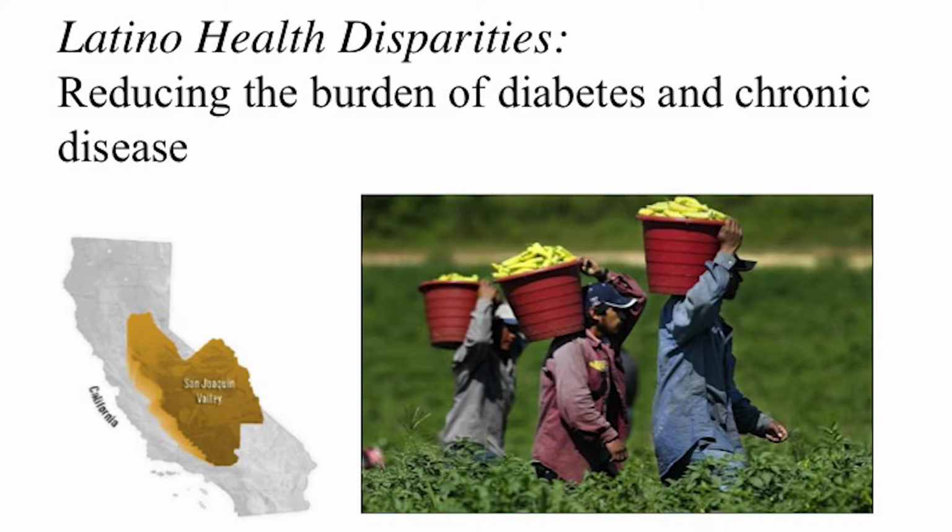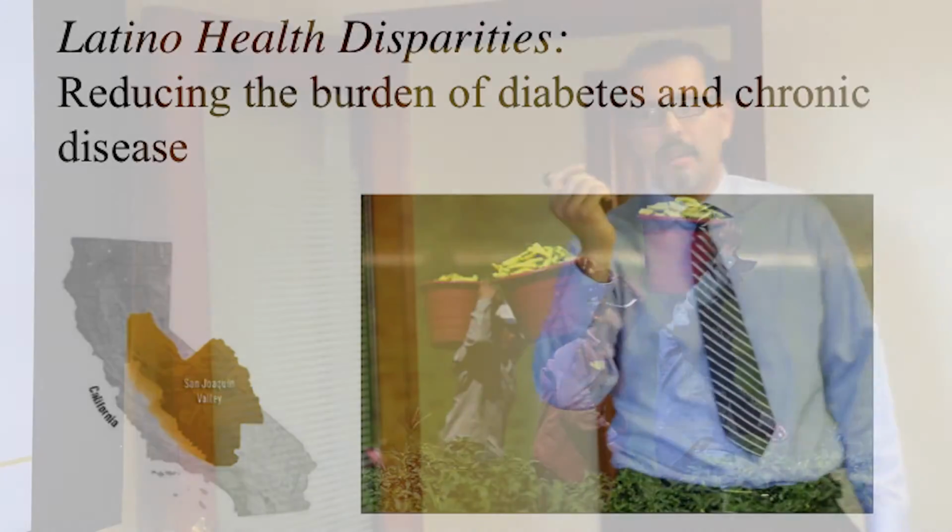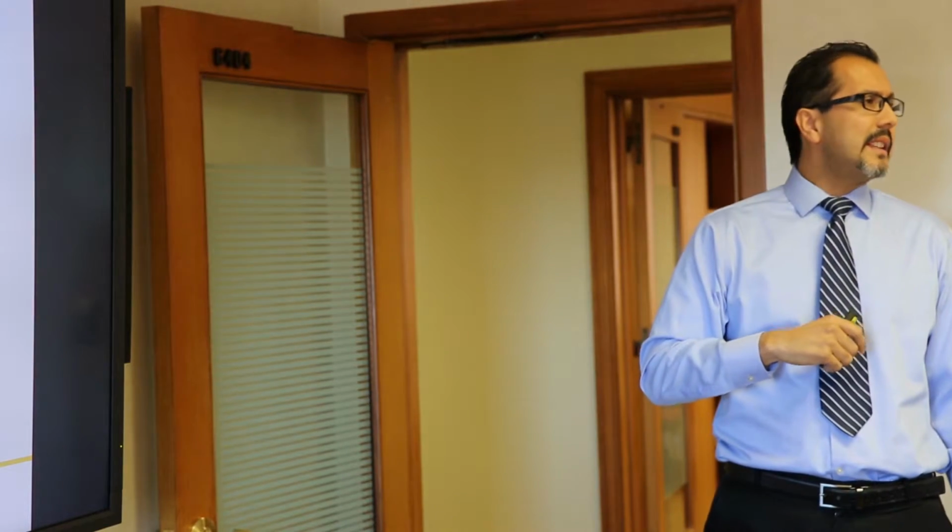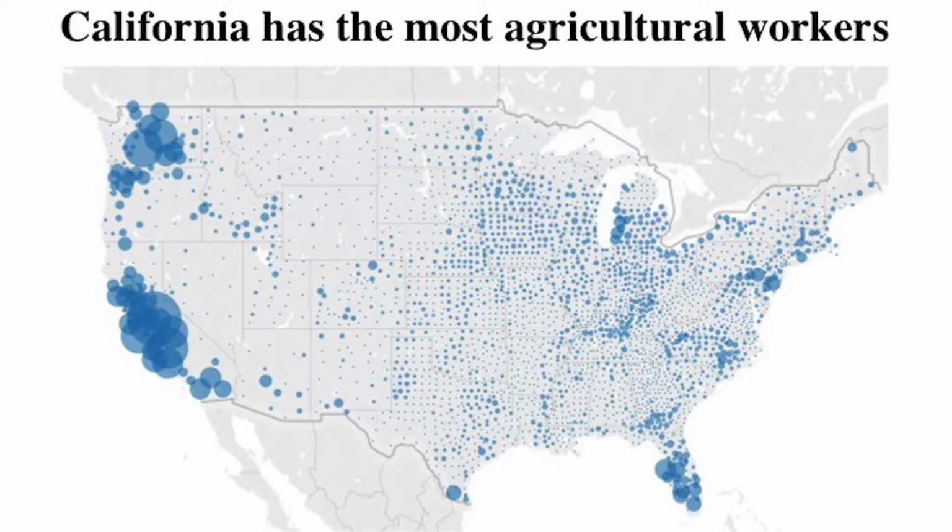Then, for Latino health, another focus of my research portfolio is diabetes and chronic disease. Part of the reason this is important to me is that I grew up in the San Joaquin Valley in Merced, and my grandparents were farm workers. My grandfather came to the U.S. as a bracero in the 60s as part of the World War II immigration program. So it's near and dear to my heart, the social inequities of that population. And for good reason, California has the most agricultural workers. This is the main breadbasket of the U.S.